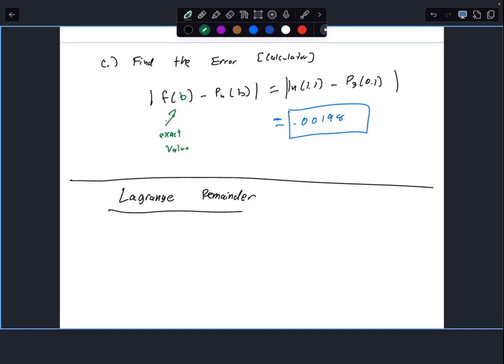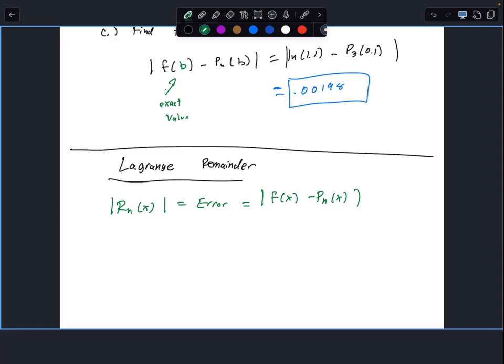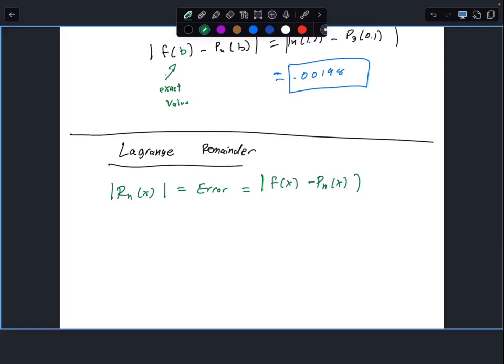So the Lagrange remainder of degree n of x, the absolute value of the Lagrange remainder, is the error, which would be the true error, which of course is equal to, and we're going to write as, the point at a, the absolute value of f of x minus Pn of x. For whatever value we're trying to approximate at, that would be your x, and whatever degree we have. This right here is the Lagrange remainder.